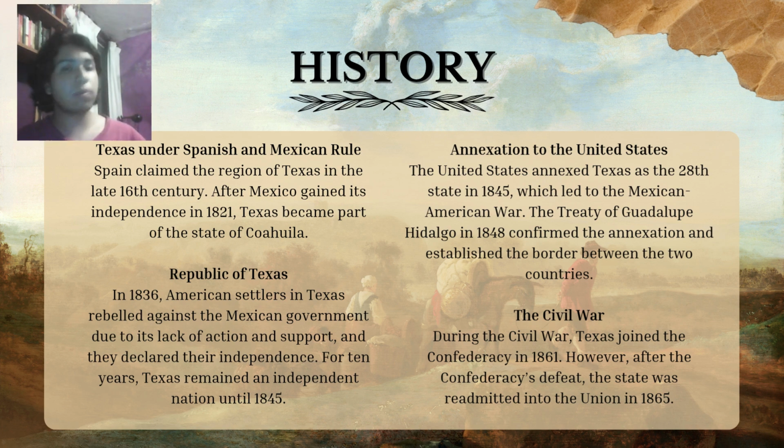This action was not well received by Mexico, leading to the Mexican American War. The war ended in 1848 with the signing of the Treaty of Guadalupe Hidalgo, which not only confirmed the annexation of Texas but also established the current border between the two countries. Later, during the Civil War in 1861, Texas joined the Confederate States. However, after the South's defeat in 1865, Texas was readmitted into the United States by the Union, closing another important chapter in its history. As we can see, the history of Texas is full of political changes, conflicts, and transformations.